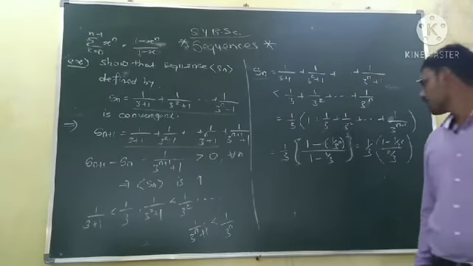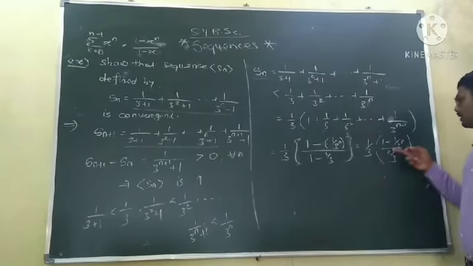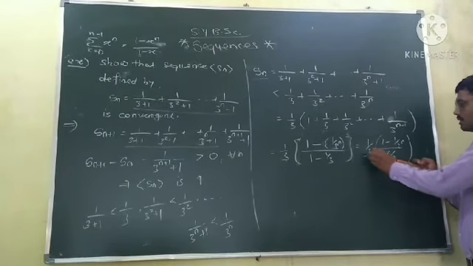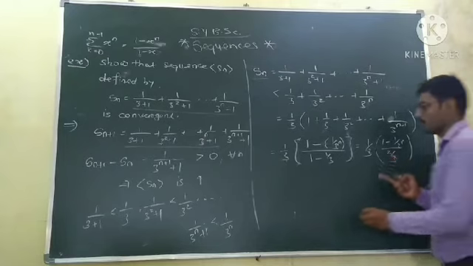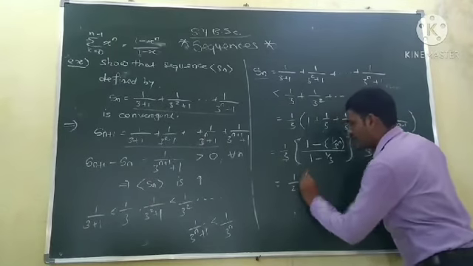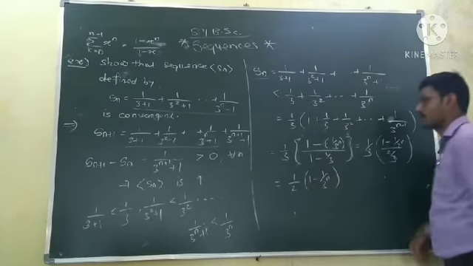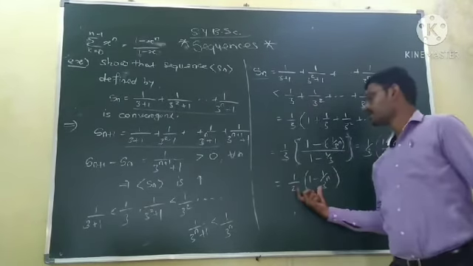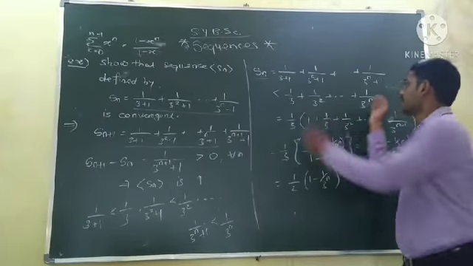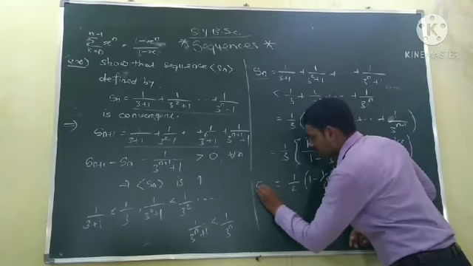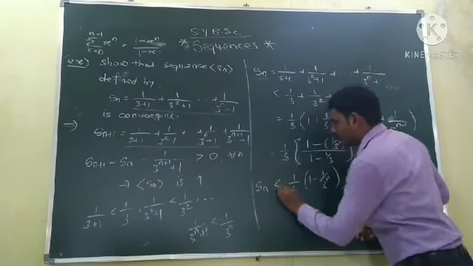Okay, now these 3 and these 3 get cancelled. So this is equal to half of 1 minus 1 upon 3 raised to power n. So Sn is less than this term, because Sn is less than this and this is equal to this. So this implies Sn is less than this term.